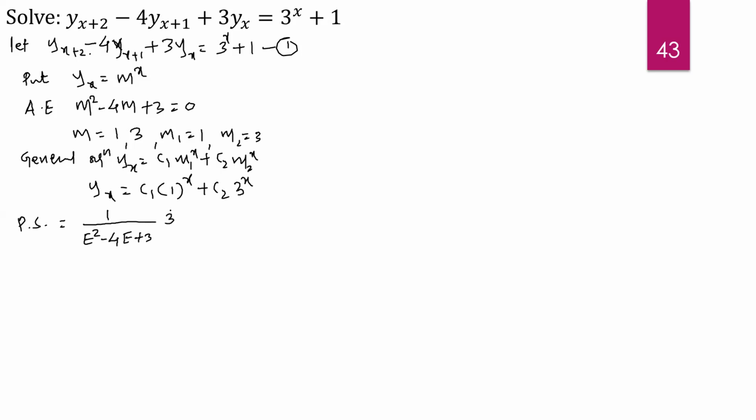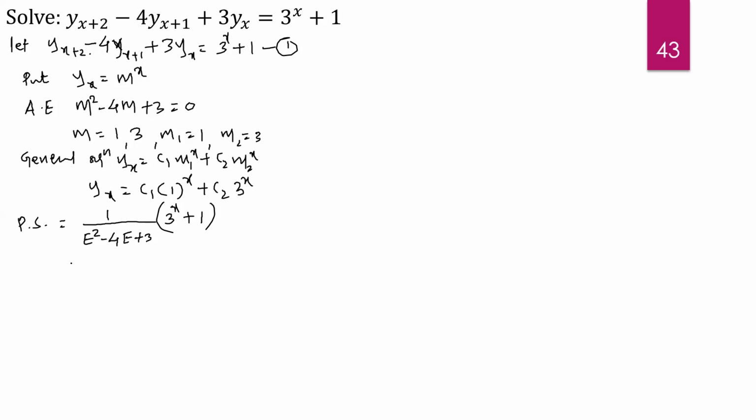applied on the right hand side, 3 raised to x plus 1. So there are two terms. The inverse operator operates on both terms. That is the linearity property. So here in the denominator there is a quadratic equation. Instead of that, I write the distinct factors. If the roots are 1 and 3, then the factors are E minus 1 and E minus 3.